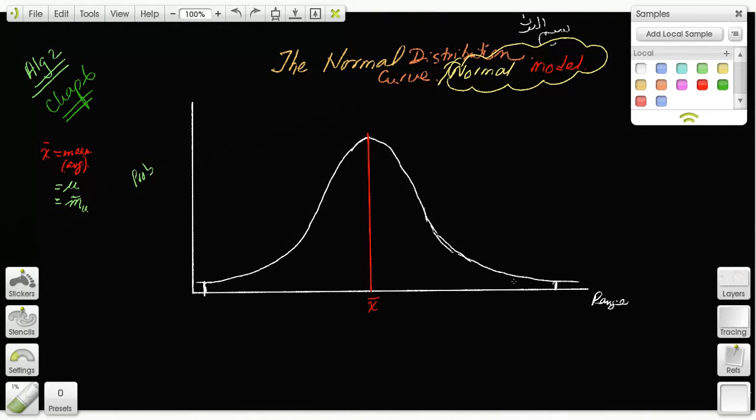So you go in there and cut off this part of the graph. You cut off the tails of the graph, just cut them off. Now all of this data right here is going to be 2.5% of the data. It's going to be 2.5% of the data.